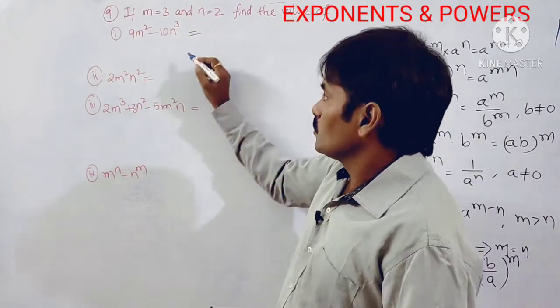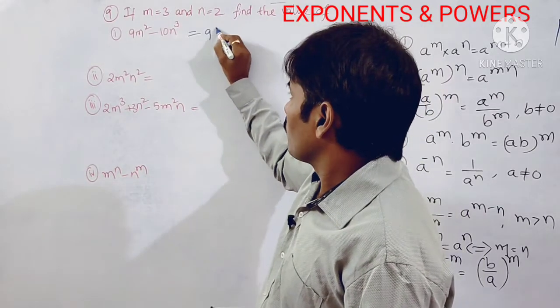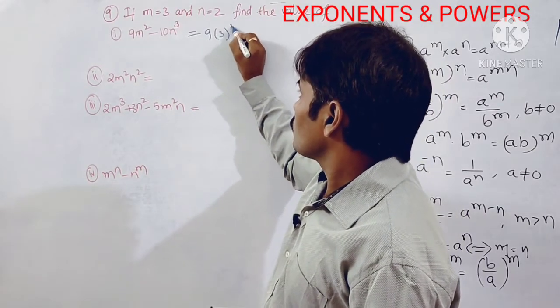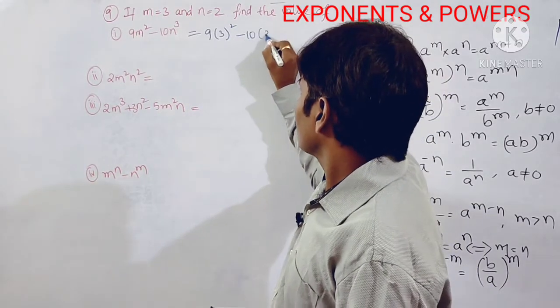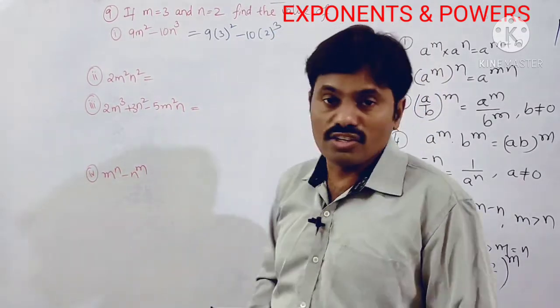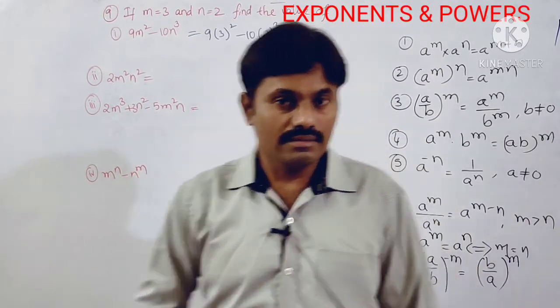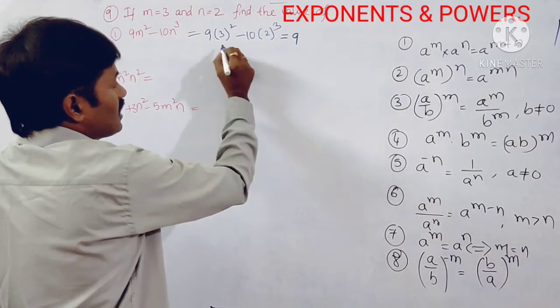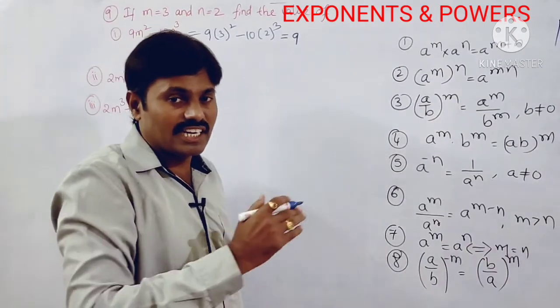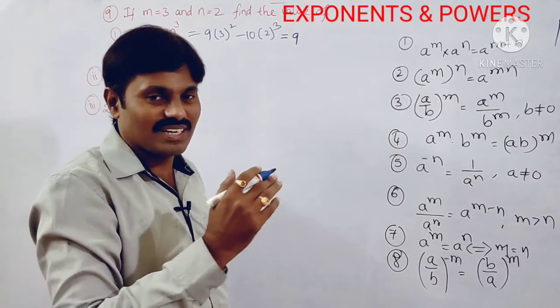So I am writing here 9 into m value, which is 3 square, minus 10 into n cube. n cube means 2 cube. Clear? Now we know how to simplify. 3 square value means 3 into 3, which is 9.